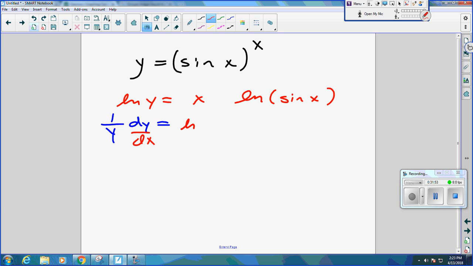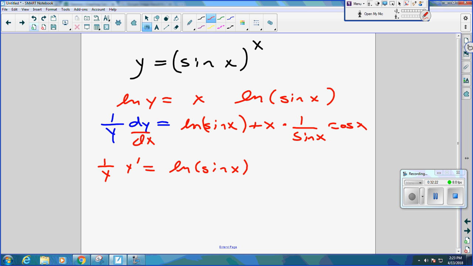Derivative of x is 1, so ln sine x plus x times, all right, derivative of ln is 1 over, so it's 1 over sine x. And the derivative of sine x is cosine x. Woofta. All right, so I get 1 over y times y prime equals a little bit of math: ln sine x plus x times cosine over sine, cotangent x. You guys agree? Because cosine over sine is cotangent.